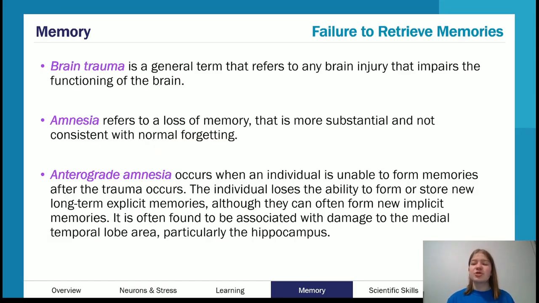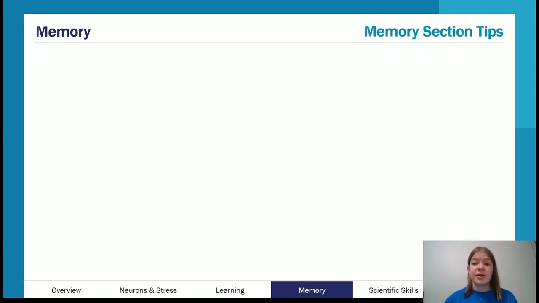However, this is generally restricted to declarative memories, so they can still form new implicit memories. This is found to be associated with damage to the medial temporal lobe area, particularly the hippocampus, which makes sense because we know that the hippocampus is responsible for consolidation of our declarative memories. So if we damage it and reduce its ability to do its job, it makes sense that we are going to struggle to form and consolidate any new declarative memories.